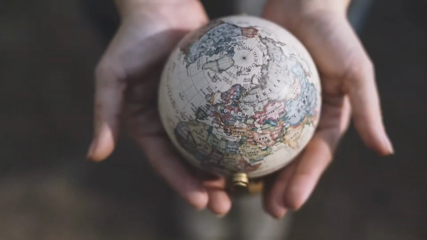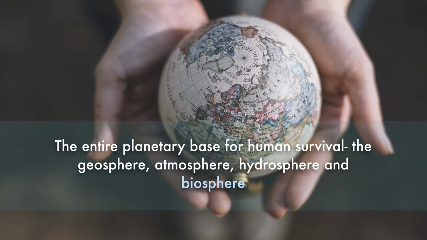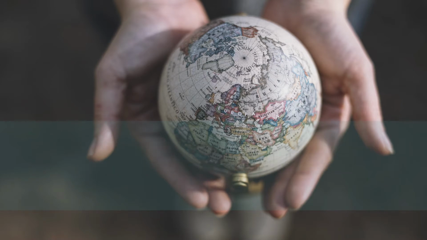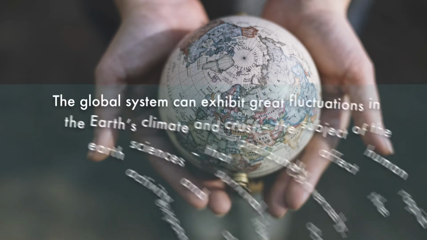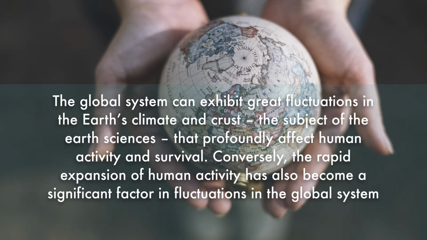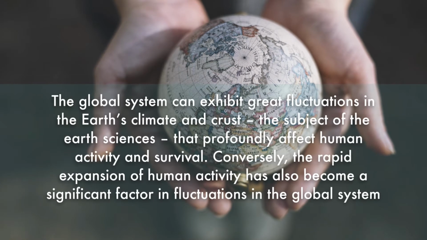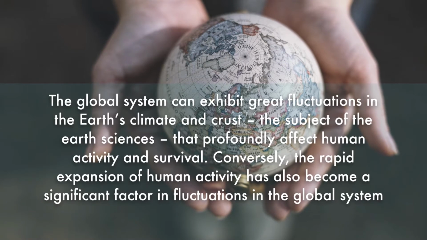What is the global system? When we talk about the global system, it is an interplanetary base for human survival. That is the geosphere, atmosphere, hydrosphere, and biosphere. The Earth sustains human life by providing natural resources, energy, and a supportive ecosystem through this global system. This global system can exhibit great fluctuations in the Earth's climate and the crust.